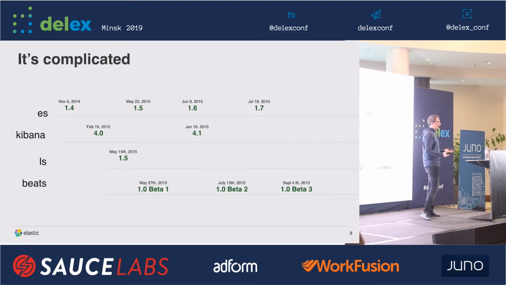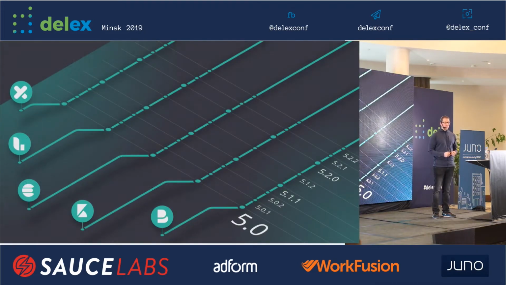So we set out to find what we could do. And we figured out we could just release all the products at the same time. Which means if you use Logstash 5.0 and you use Elasticsearch 5.0, you can just be sure they are compatible with each other, they work together, there are no gotchas. You just install them and everything's good.